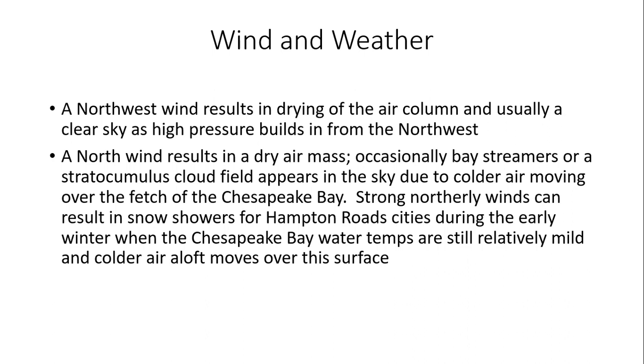As I mentioned on the previous slide, occasionally you'll see these bay streamers set up, or a stratocumulus cloud field appear in the sky, as cold, dry continental polar air moves over the fetch, the distance of the Chesapeake Bay, over those relatively warmer waters. When that cold, dry air moves over the warmer waters, it picks up warmth and moisture from below, and the air rises, and you get these clouds downwind of the Chesapeake Bay. Strong northerly winds can also result in snow showers for Hampton Roads cities during the winter season, especially the early part of the season, when the Chesapeake Bay water temps are still relatively mild and you get that colder air aloft moving over the surface.